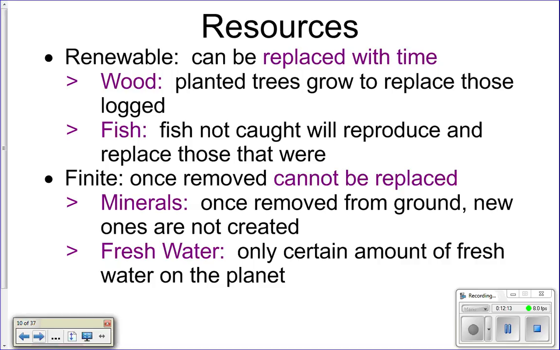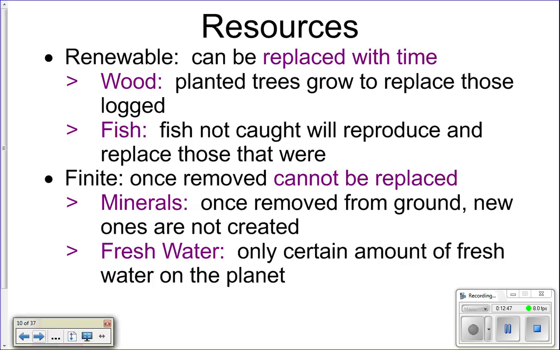Resources. So pollution's a problem, plastic is a problem, but we do get a lot of resources from the ocean, which is why we need to conserve our oceans and make sure that they are healthy, because we get a lot of stuff from them. You have two types of resources: renewable resources and finite resources. Renewable resources are resources that can be replaced with time. So, for example, wood. If you chop down a tree but you plant another tree, the tree that you plant will replace the one that you chopped out. So eventually it will replace itself.